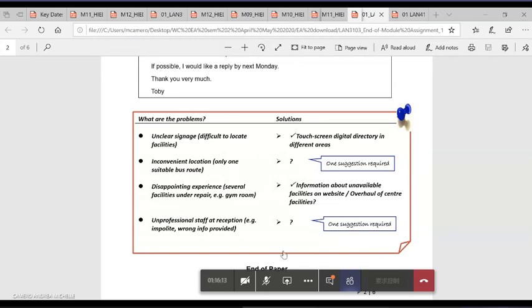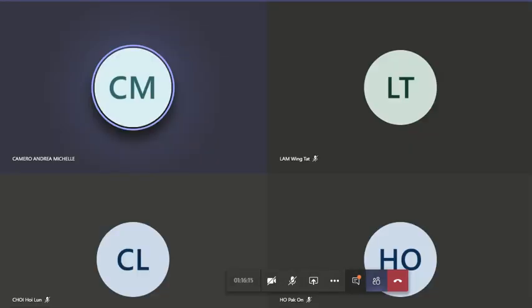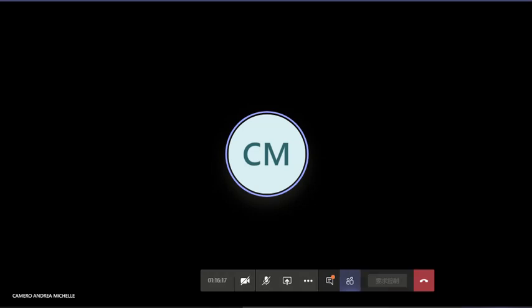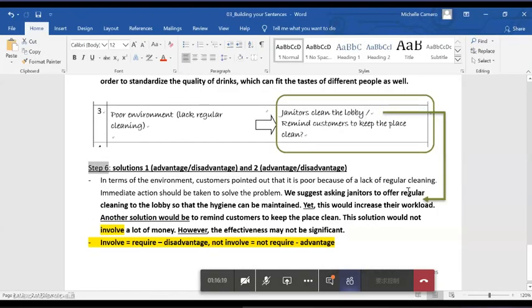Okay, so let's go back to the other document I was using. Okay, so when you see the slash and question mark, now you have to do more work. You have to do more writing because you have 2 solutions to talk about. So janitors clean the lobby, that's solution 1. Remind customers to keep the place clean, that's solution 2.